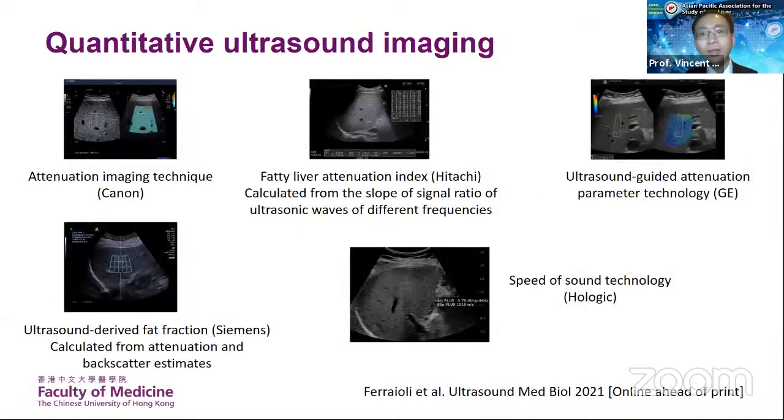Even with a score, the diagnosis of fatty liver can be subjective and operator dependent. Therefore, manufacturers of ultrasound machines have been developing technologies to quantify hepatic steatosis. Most systems still depend on the attenuation of ultrasound signal, as mentioned earlier. Ultrasound-derived fat fraction by Siemens uses both attenuation and backscatter estimates. The latter represents how ultrasound waves are scattered in the tissue. Finally, the Hologic system measures the speed of sound in the liver parenchyma. While all these mechanisms are interesting and potentially useful, more validation studies are certainly needed, and it is important to determine their reliability and intra- and inter-observer agreement.